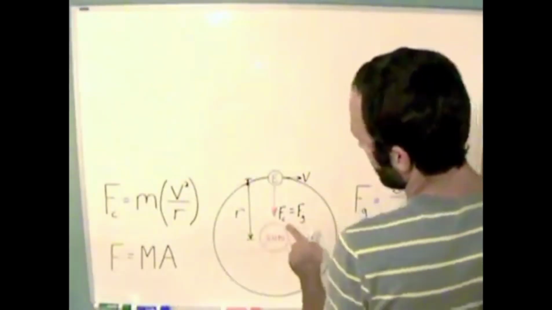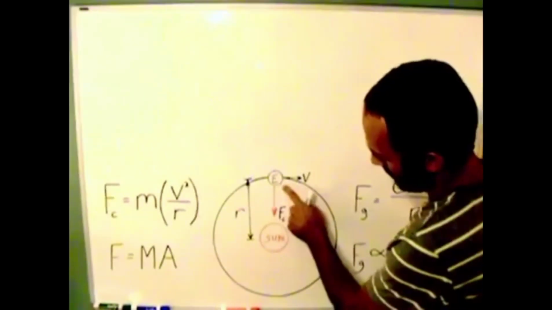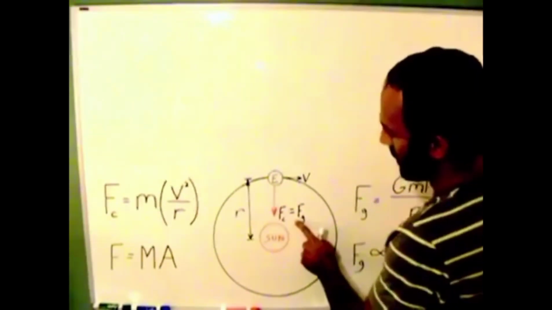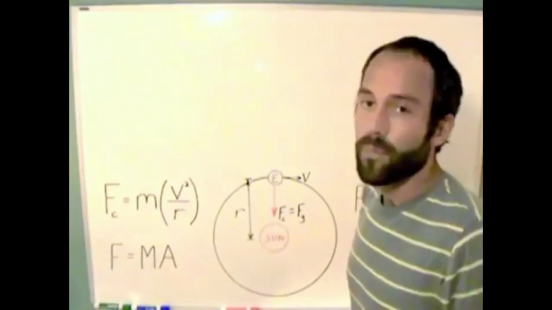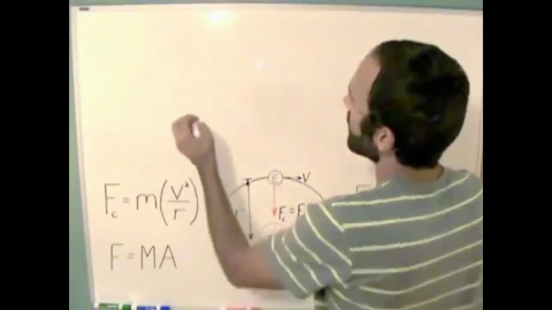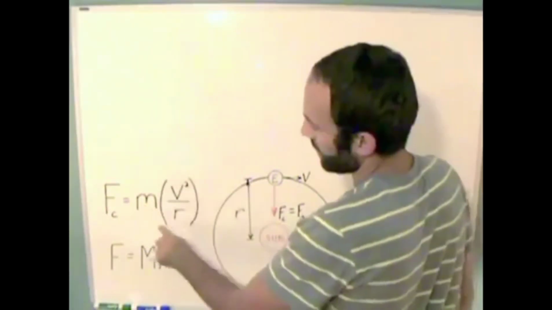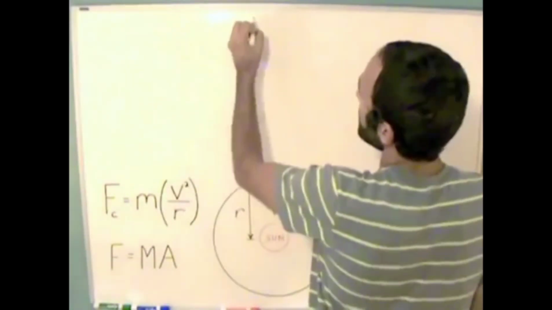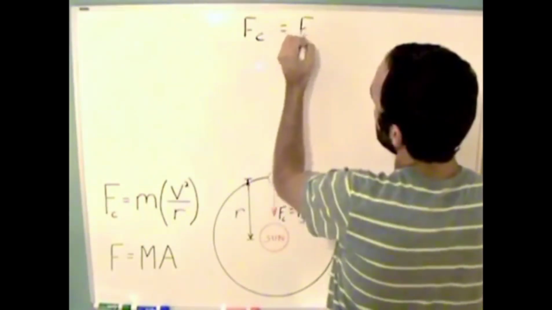As I've written here, I have centripetal force between the Earth and the Sun, or the force pulling the Earth towards the Sun, is equal to the force of gravity. So what you can do is say these equations are equal. You can actually set Fc equal to Fg. So let's just say Fc up here equals Fg.